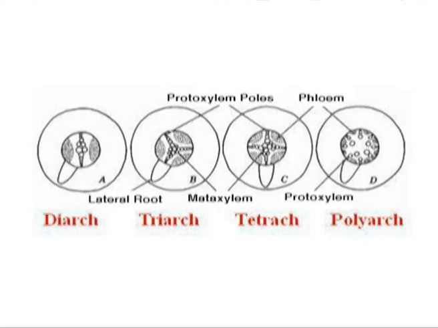Based on the presence of number of xylem strands, the roots can be categorized as diarch, having 2 strands of xylem, triarch, having 3 strands of xylem, or polyarch, having multiple number of xylem strands. The centermost region of the root is pith.